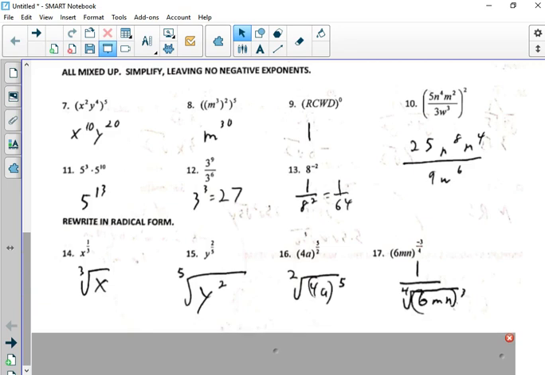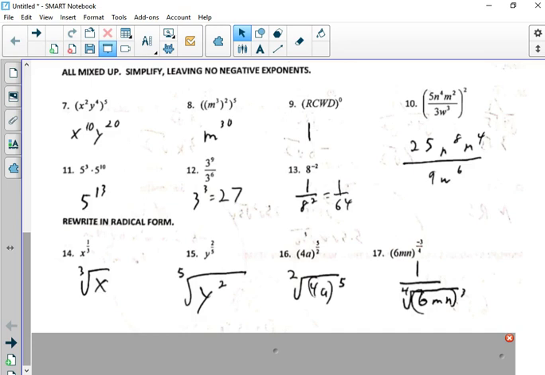Okay, x to the 1/3 is just the same thing as the cube root of x. Okay. Y to the 2/5 is just written like that. The 2 goes on the inside, the 5 goes on the outside. Remember on 16, the 4a goes in parentheses. The 5 goes on the inside, the 2 goes on the outside.